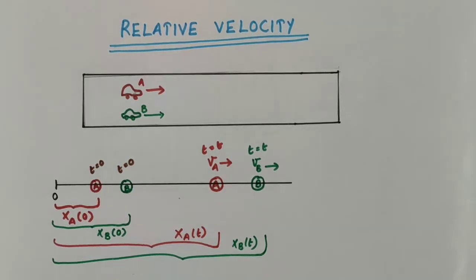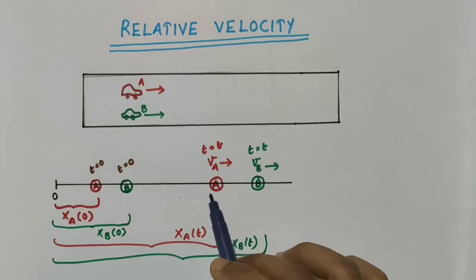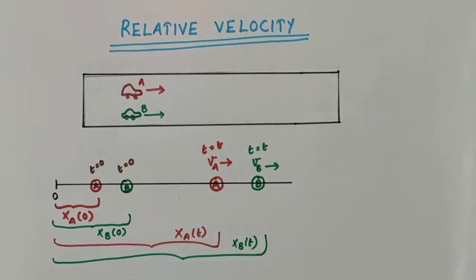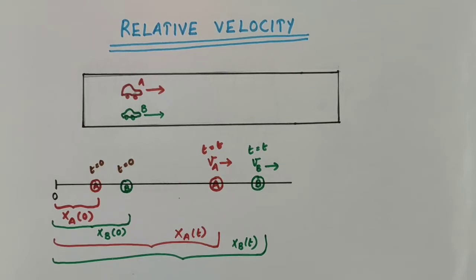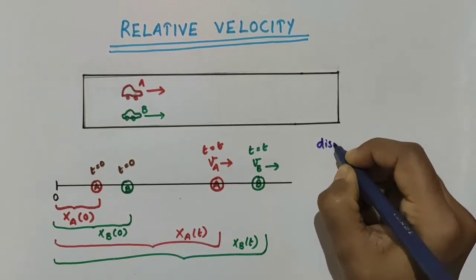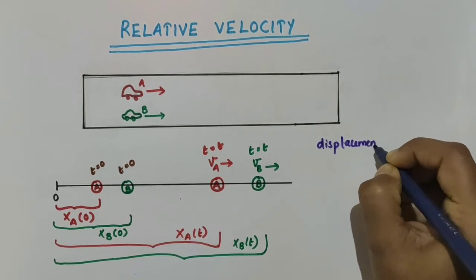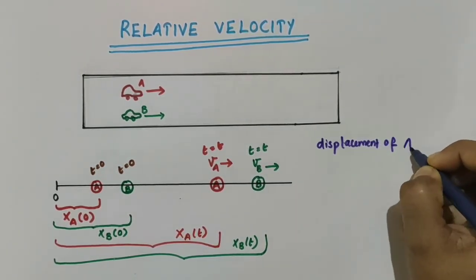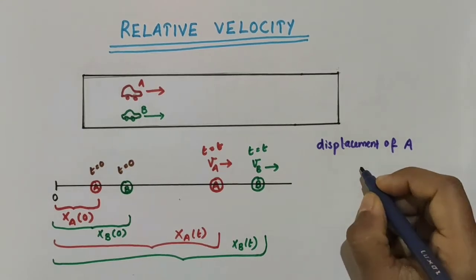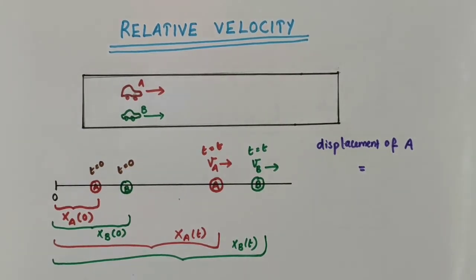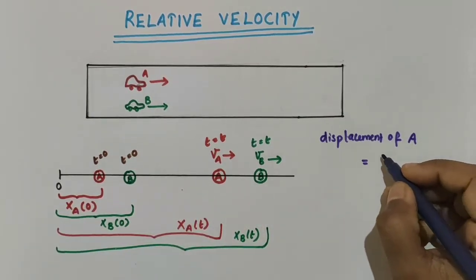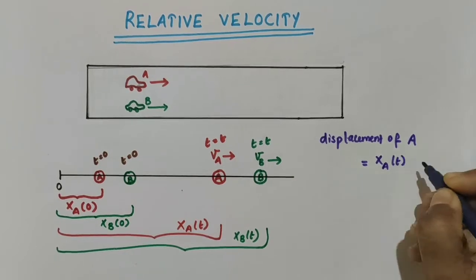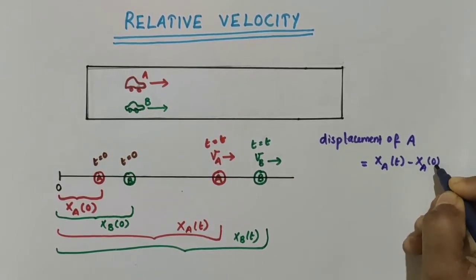Now, what will be the displacement of A in this situation? How can we find out the displacement? Final position minus initial position, no? So the displacement of the object A will be equal to what? Final position is xa of t, initial position is xa of 0. So displacement of A can be written as xa of t minus xa of 0.